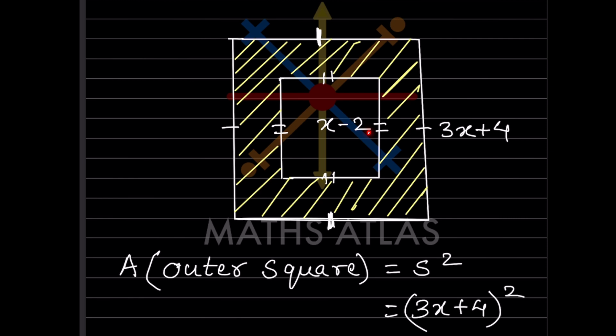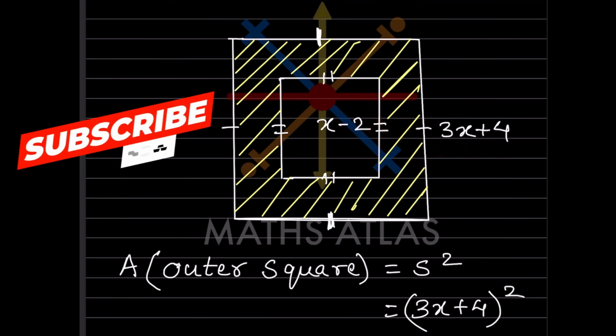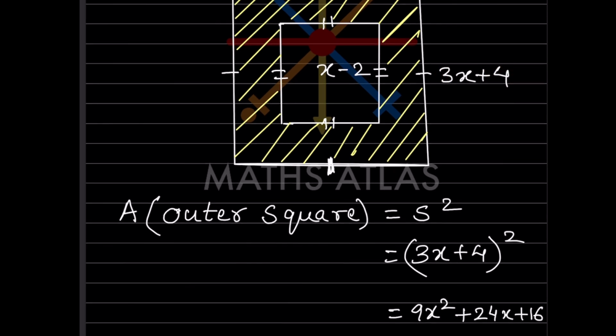The side is given: this is x minus 2, and this side is given as 3x plus 4. So the area of the outer square, the formula for the area of a square is side squared. Since we are looking for the outer square, you will write (3x plus 4) whole squared.